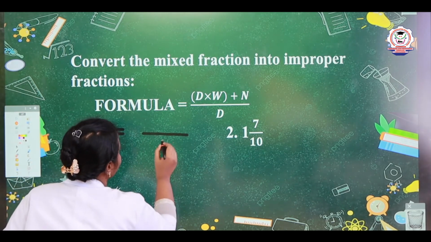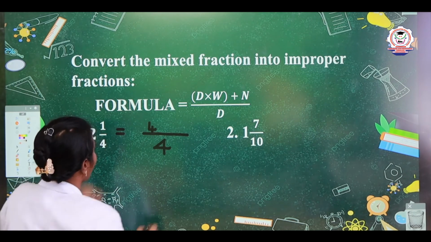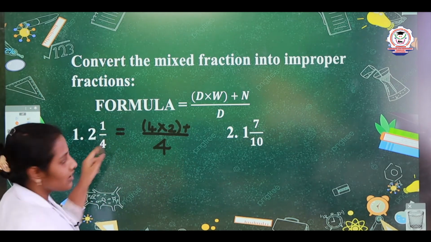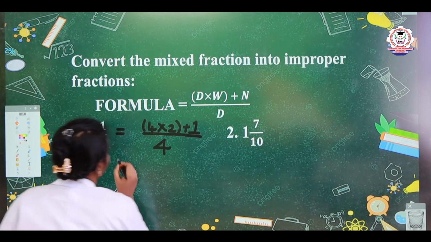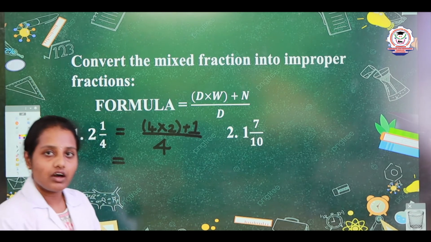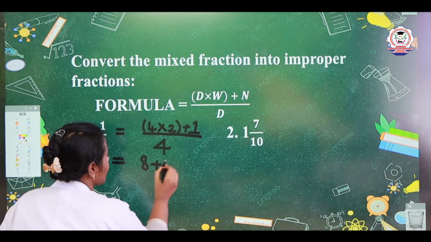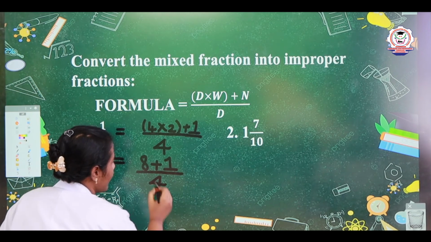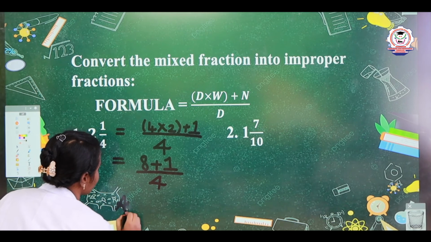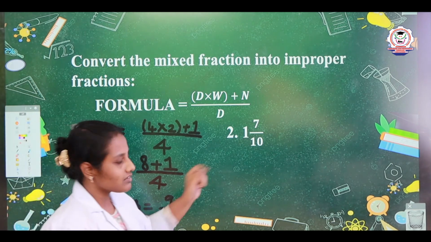The denominator is 4 and the whole number is 2. So we want to multiply, plus, which is the numerator here? It is 1. So see here, 4 into 2. For 1s are 4, for 2s are 8. Very good. 8 plus 1 by 4. 8 plus 1: 8 in the mind, 1 on the finger, after 8 comes 9. Very good. So the answer is 9 by 4.